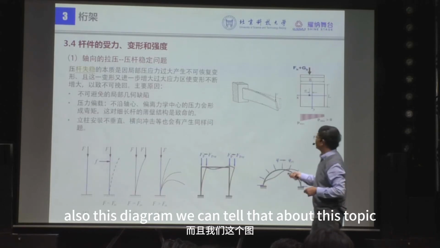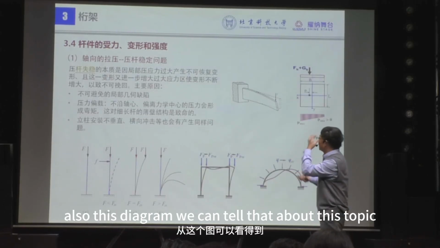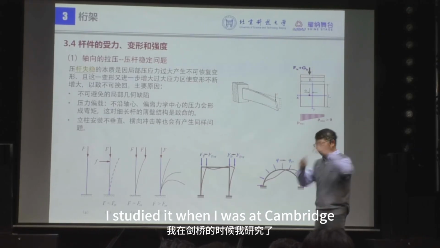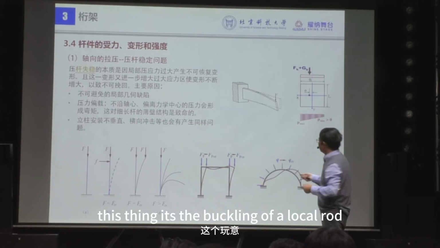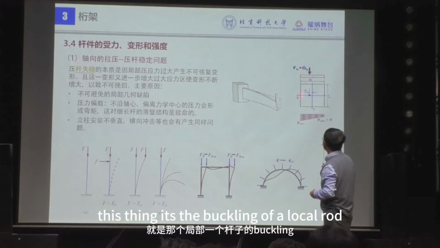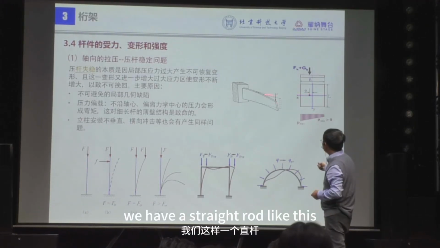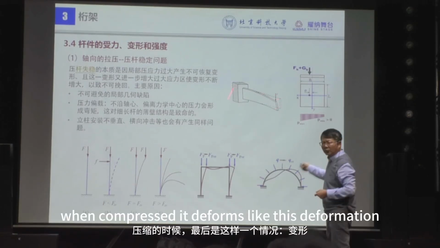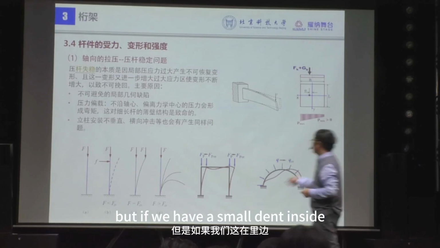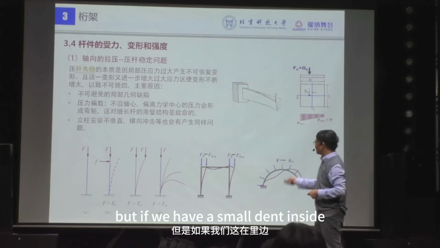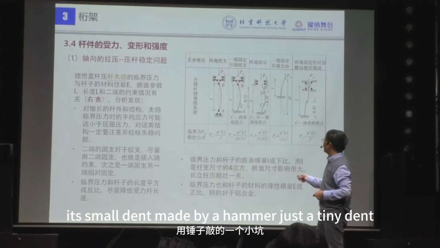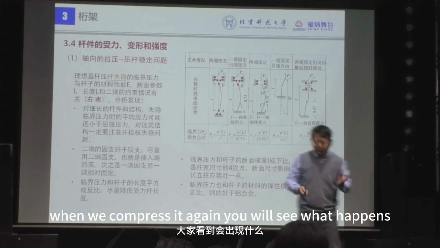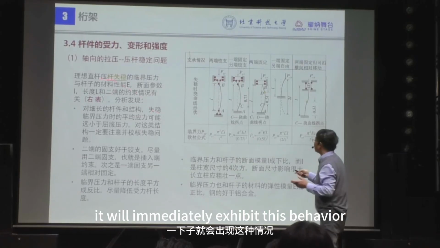Also, this diagram is my own research result. I studied it when I was at Cambridge. It took me more than a year. This is the buckling of a local rod. Can you see it? We have a straight rod like this, a very, very standard rod. When compressed, it deforms like this. But if we have a small dent inside, a small dent made by a hammer, just a tiny dent, when we compress it again, you will see what happens. It will immediately exhibit this behavior.